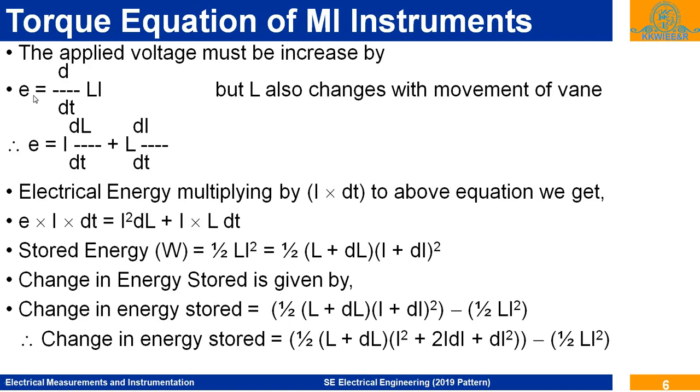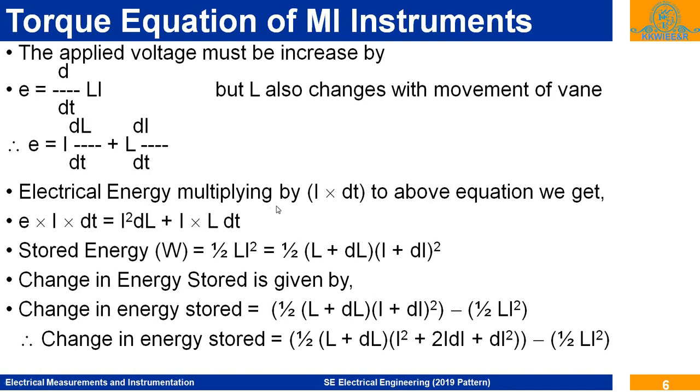Generally we write the equation E is equal to L di by dt, but in this case the inductance is also changed because this iron piece will move inside the coil. Because of this the reluctance will change, and with this change in the reluctance the inductance is also changed. So Li also changes. Now with this derivation, d(u v) rule, we can write E is equal to I dL by dt plus L di by dt.